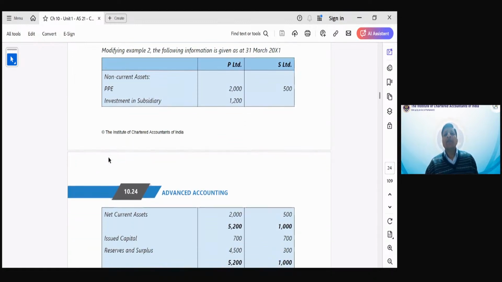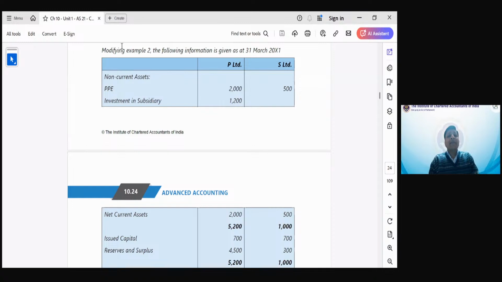Now, following information is given as at 31st March X1. Now, in the questions, please be very, very careful. So, what is it that you need to care about? See, this goodwill or capital reserve that you compute, when do you do this computation? Can you tell me? When is this computation required to be done?